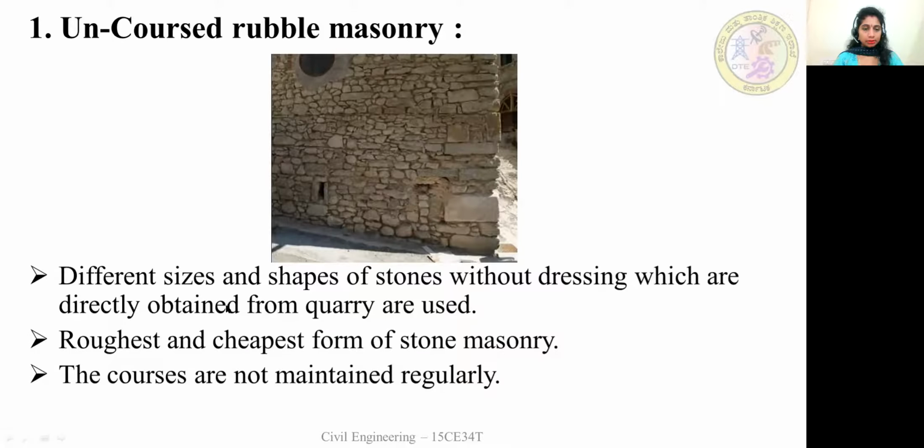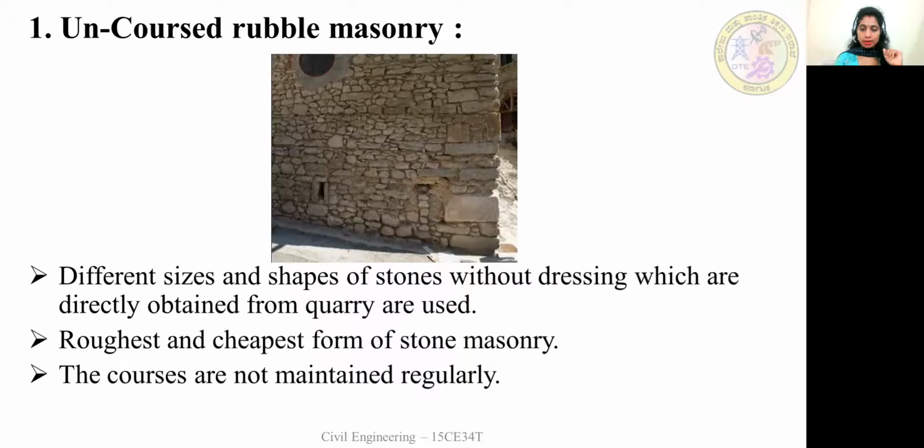Here you can observe the courses are not maintained regularly, because the courses are not of equal heights. In this case, one through stone or bond stone is used at suitable intervals for lateral stability. See, this is a through stone. These are the through stones we are using here, at regular intervals to increase the lateral stability of the wall.